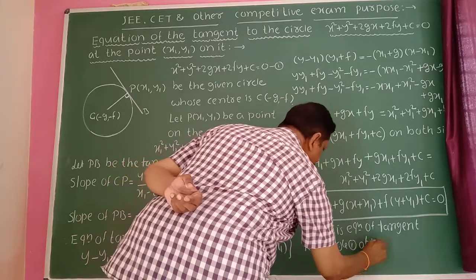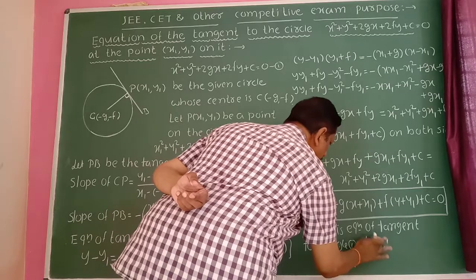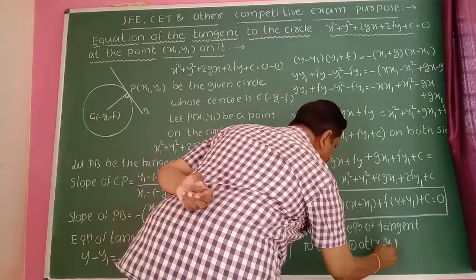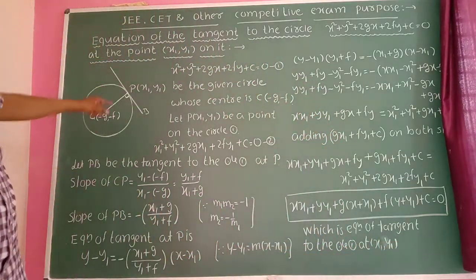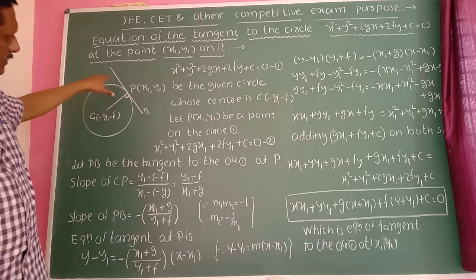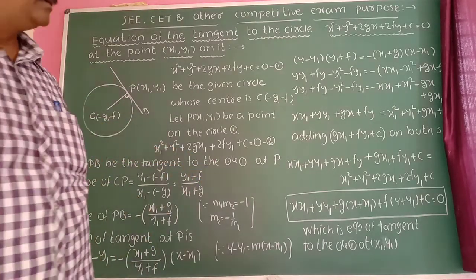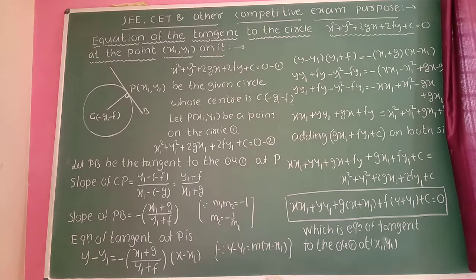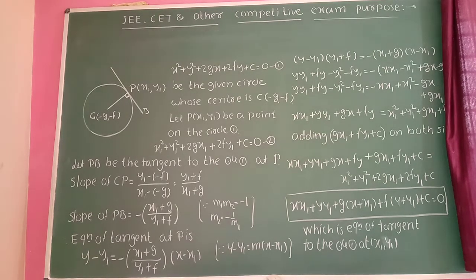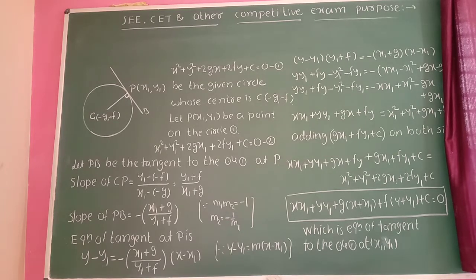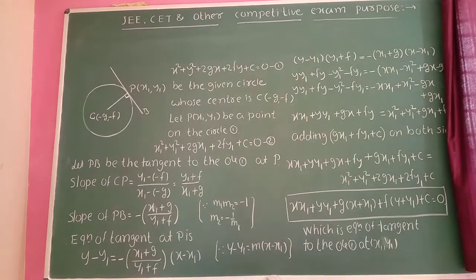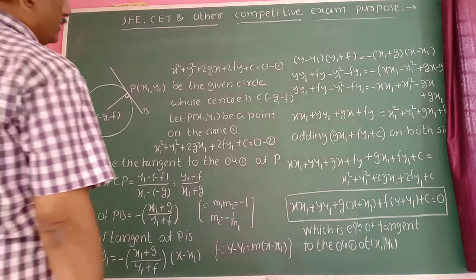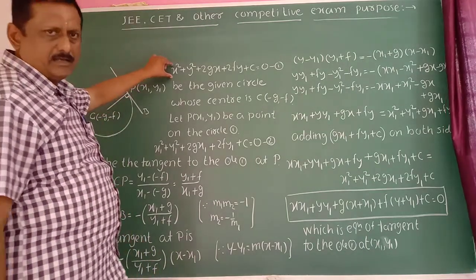At the point x1, y1, this is a tangent here. The equation of a tangent is this here. Okay. So it is a very simple method to remember this formula. So this is the equation of the circle here.